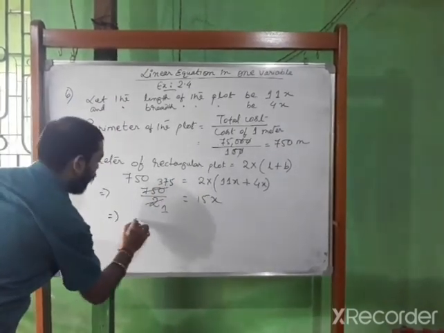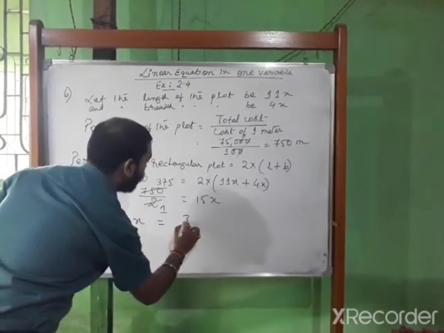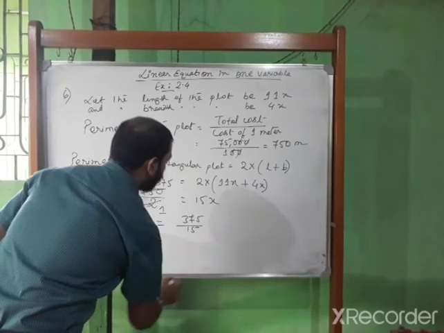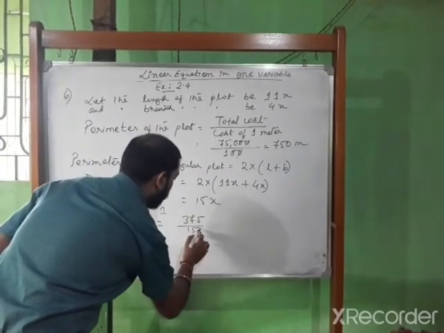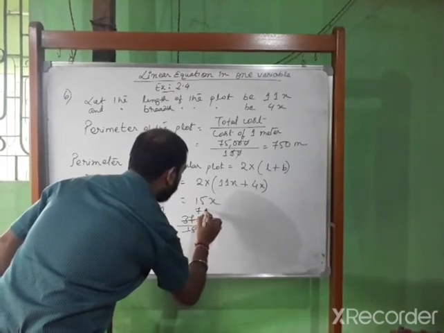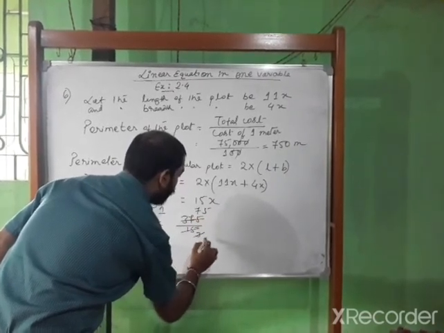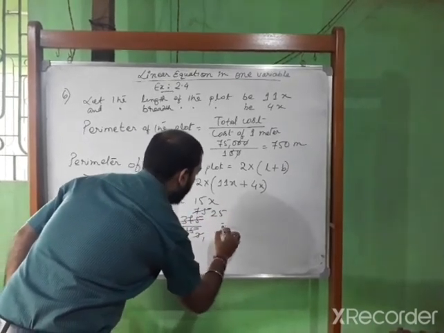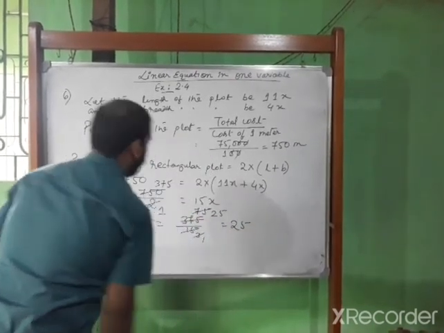So what will be x? x is equal to 375 by 15. Now let us reduce here. 5 3 is 15, 5 7 is 35, so 25. So again we can reduce with 3. So x is equal to 25.